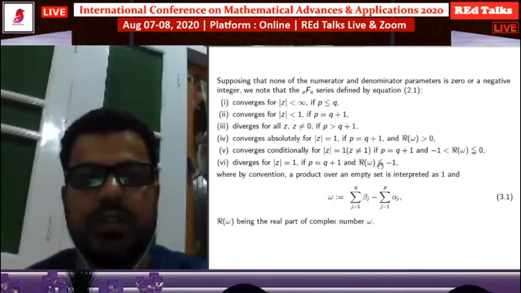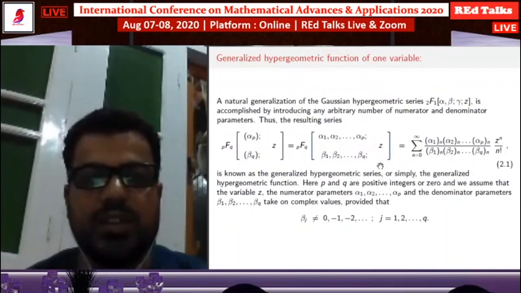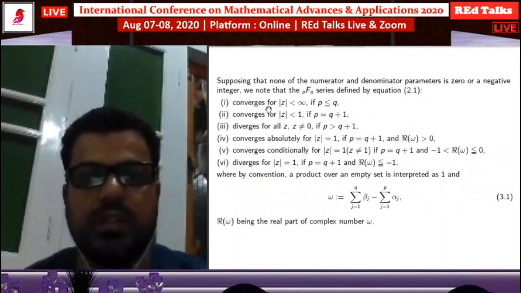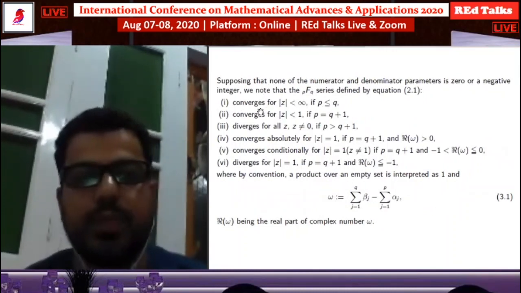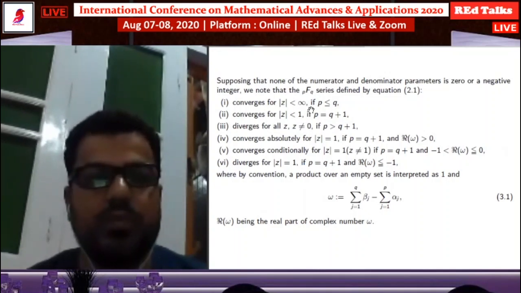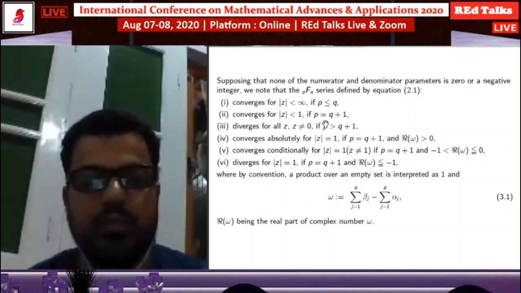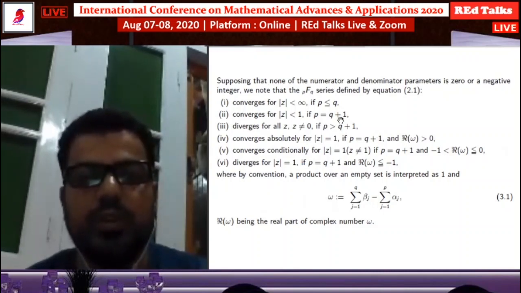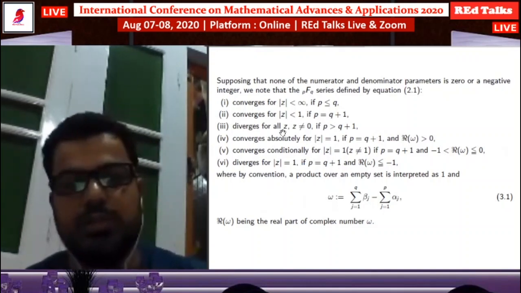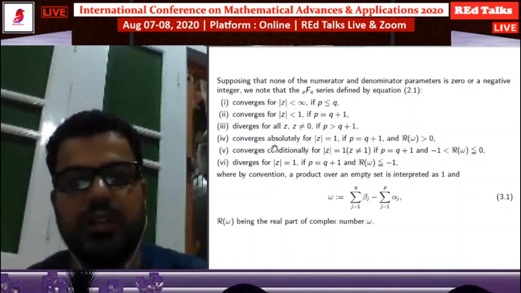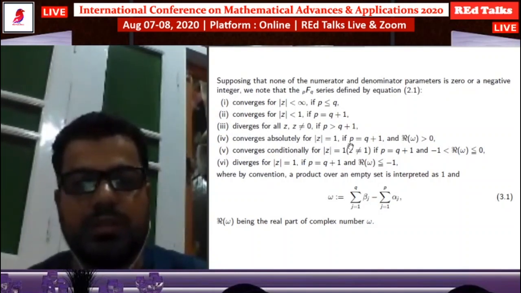Going further, these are the convergence conditions of these generalized hypergeometric functions. The series pFq converges for mod z less than infinity if p is less than or equal to q. It converges for mod z less than 1 if p is equal to q plus 1. The given series diverges for all values of z where z is not equal to 0 if p is greater than q plus 1.